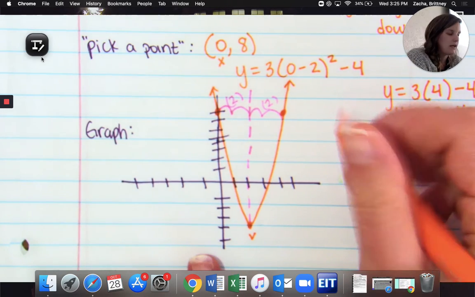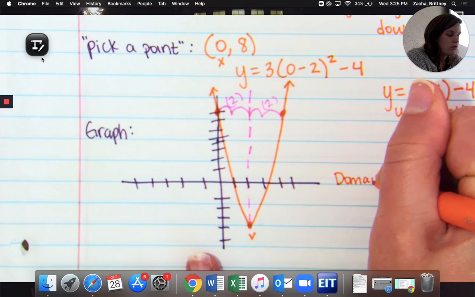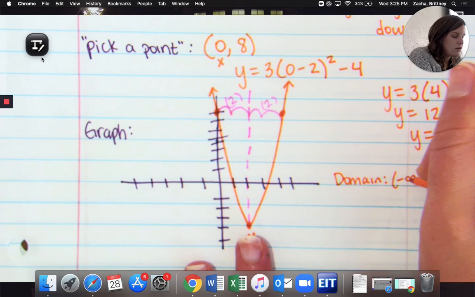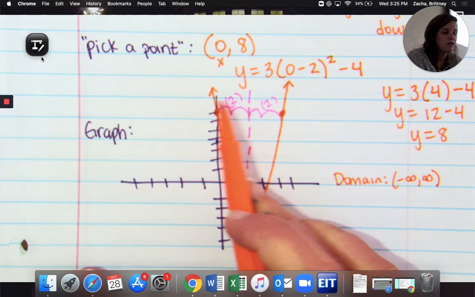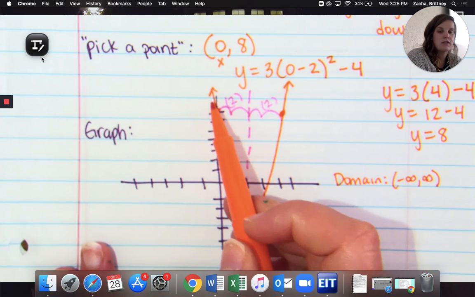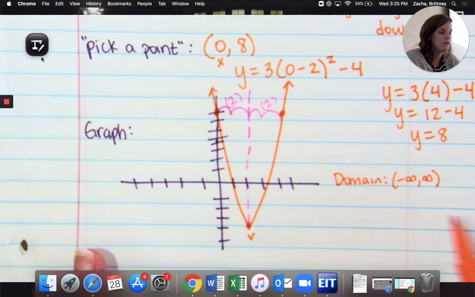Your domain for any quadratic is going to be all real numbers, or from negative infinity to positive infinity, as long as it's not finite, meaning if it had endpoints, it would be different. But as long as it extends forever to the left, forever to the right, your domain is negative infinity to positive infinity.